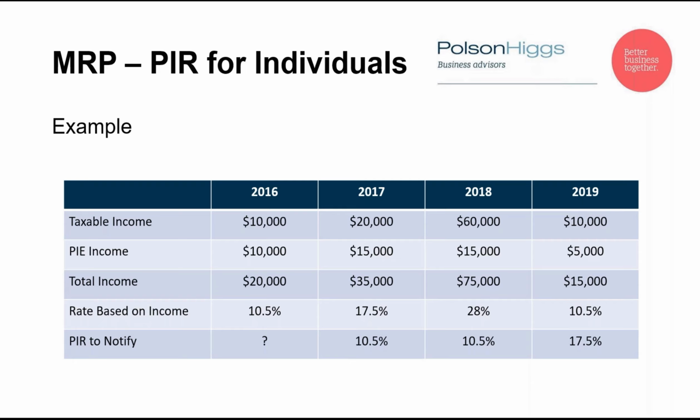For 2017, if we go through the same process, they would end up with a rate of 17.5%, and so on. So the PIR that the individual elects to use is based on the lowest rate of the previous 2 years. The current year income doesn't matter when working out your PIR. So if we look at 2018, they've elected to use a PIR of 10.5%. This is the lowest of the 2 rates in the 2016 and 2017 years based on the income in each of those years.